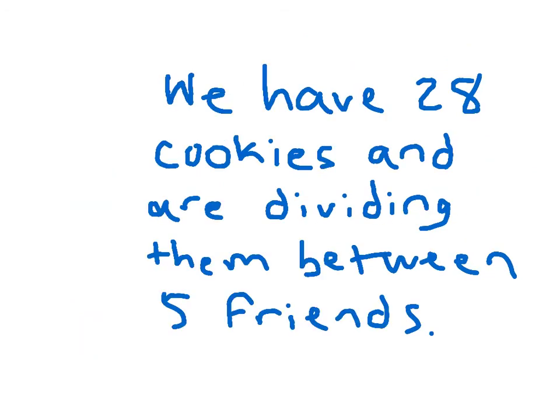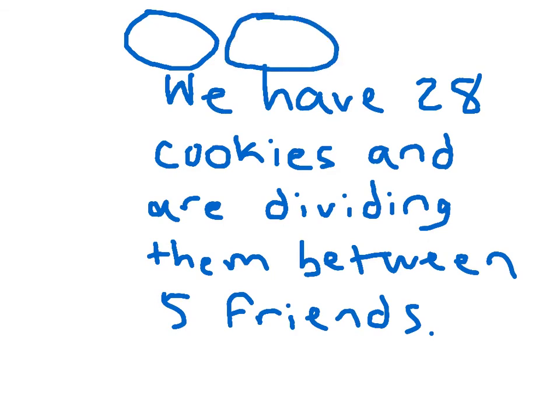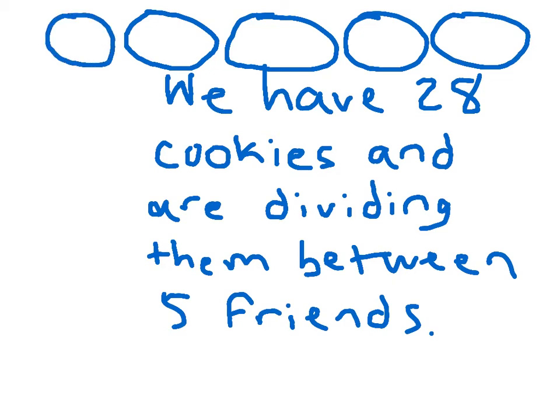Again, if we think about this here, we've got 28 cookies, and we're dividing them between 5 friends. What we're really doing is this. We want to divide them equally between those 5 friends. So I'm going to go ahead and make groupings here for those 5 friends. Then we'll take another color and distribute those cookies amongst those 5 friends. We're going to share those cookies between those 5 friends. Okay, so this is friend 1 here. This is friend 2 here, etc.